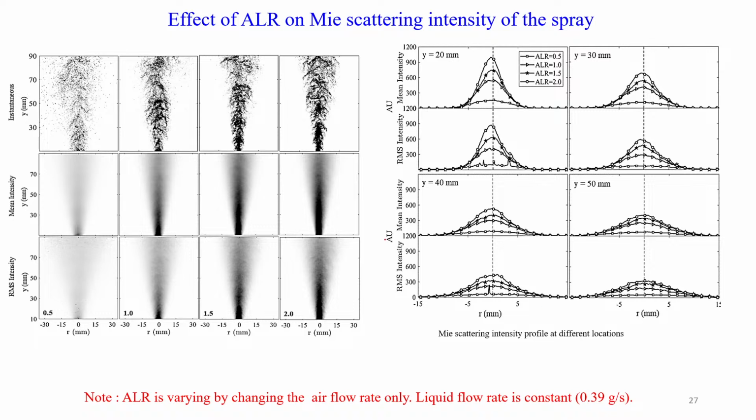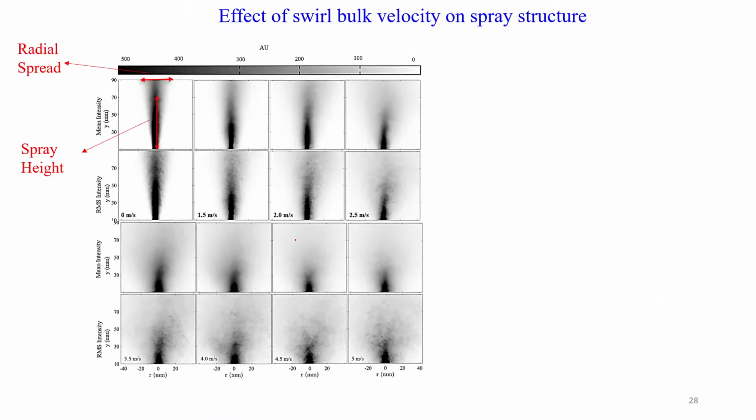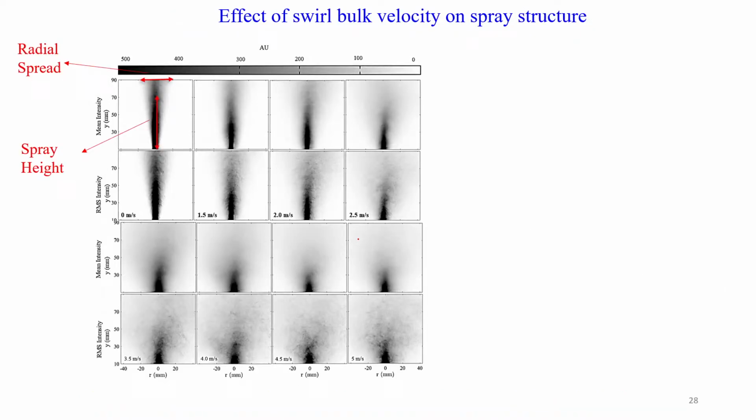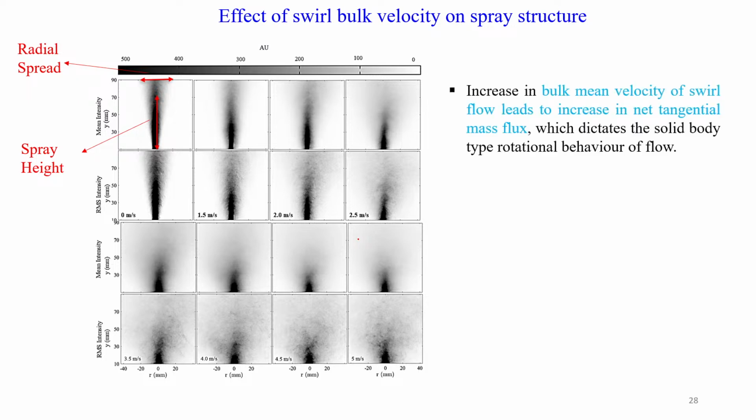And this is the effect of swirl Reynolds number on the spray spreading. This is the spray without any swirler. With the swirler we can see the variation. This is without swirler, just ALR variation. Here we can see, with the swirler, how it varies as the Reynolds number increases.